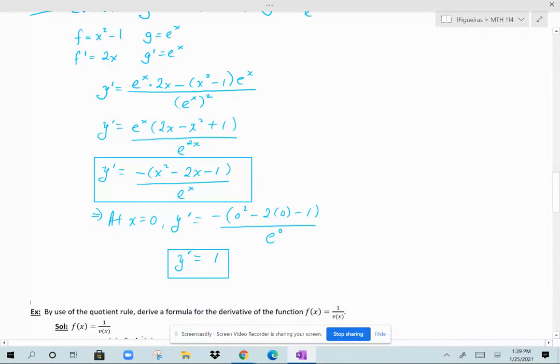So now I'm going to evaluate it at 0. So plug in 0 everywhere that there's an x in your problem. So you end up with a negative 1 over, and this one is just 1. So that's negative 1 over 1, which is a derivative value of negative 1.